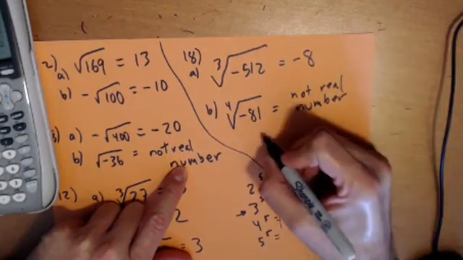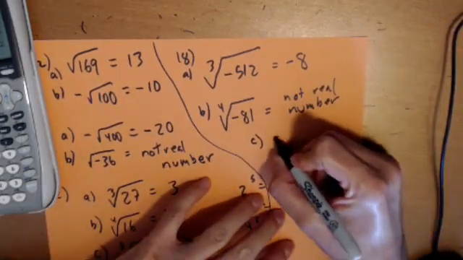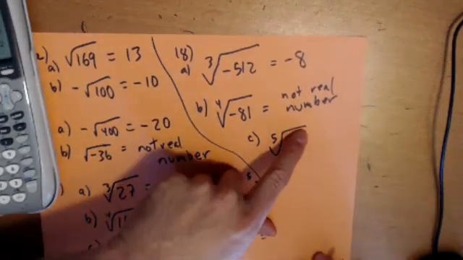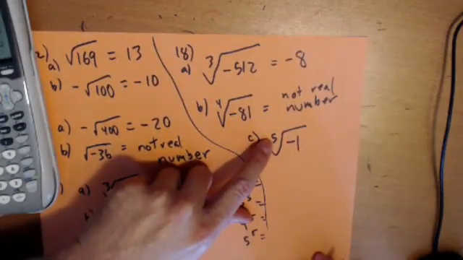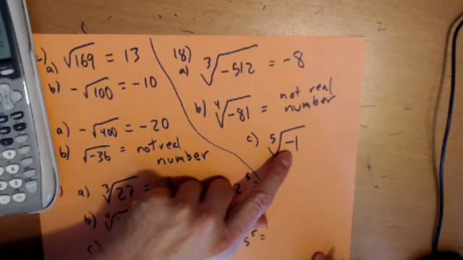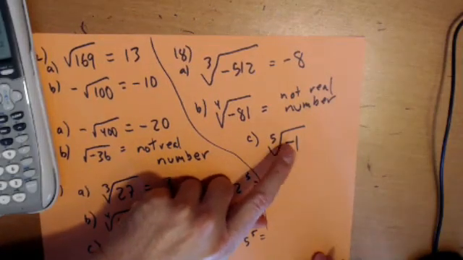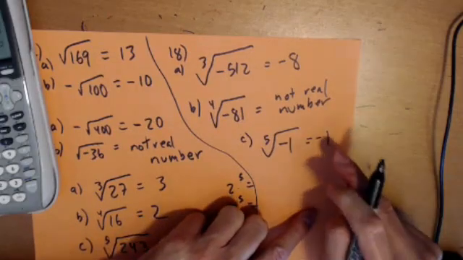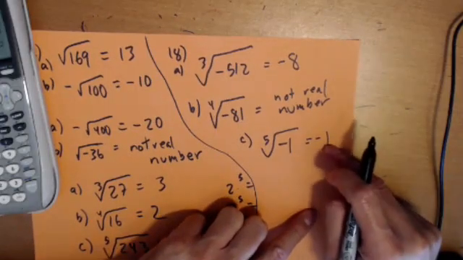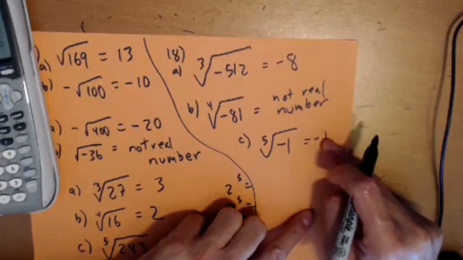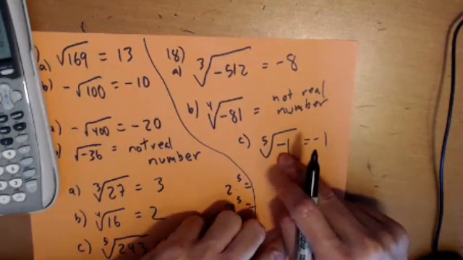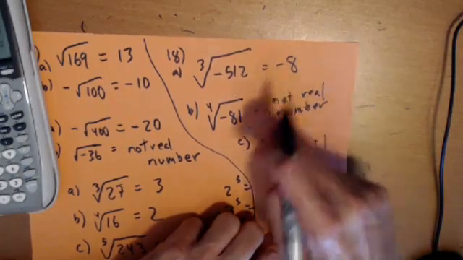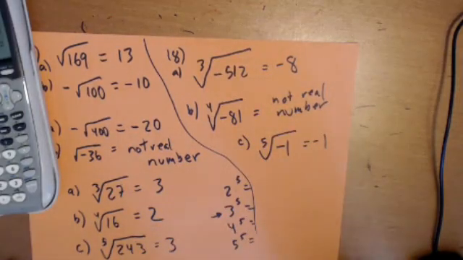Okay. And then C, fifth root of negative 1. Negative underneath the radical. Ooh, fifth root, that's odd. So we can do this. What number times itself 5 times would give us negative 1? Oh, that would just be negative 1. Why? Because negative 1 times negative 1 times negative 1 times negative 1 times negative 1 is negative 1. So what number times itself 5 times gives us negative 1? Negative 1. Okay. Ponder, ponder, ponder.